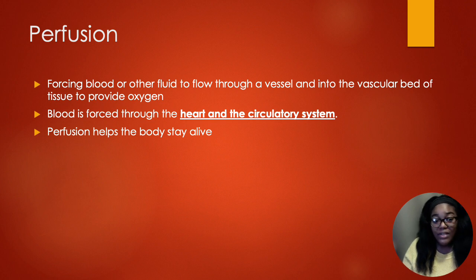So the definition of perfusion is the forcing of blood or other fluids to flow through a vessel and into the vascular bed of tissues to provide oxygen to organs and the organ systems throughout the body. So blood is forced through the heart and the circulatory system. Again, these are working in tandem to help perfuse or provide oxygen to the organs and tissues in the body. So we have to have the circulatory system working in order for our bodies to get the oxygen that it needs to our different organs. So perfusion is the method by which the body stays alive.